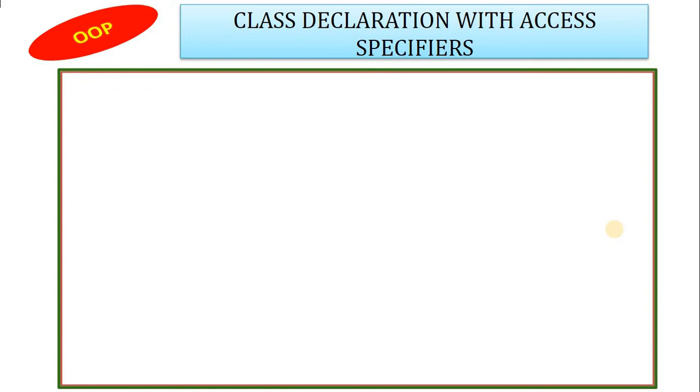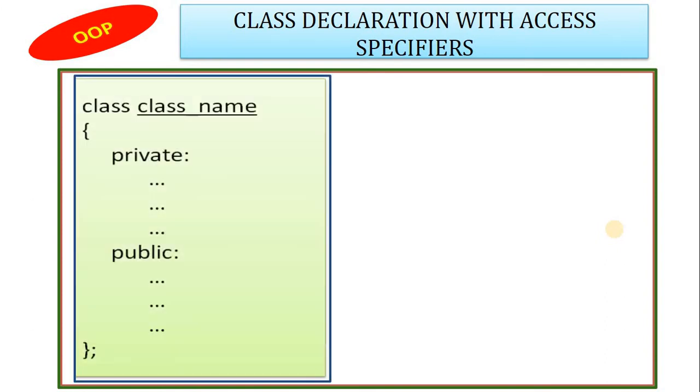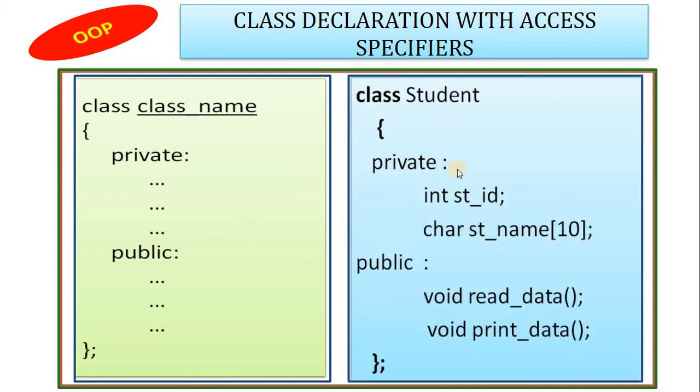Consider the class declaration with access specifiers. If I am using class, private colon, whatever is written in the private part, and after that if the public colon starts, whatever is written after the public colon is considered to be public. So you can have private members and public members in the class. For example, here std_id and std_name are both private data members, whereas read data and print data are public member functions.